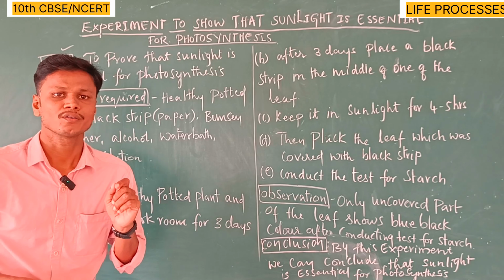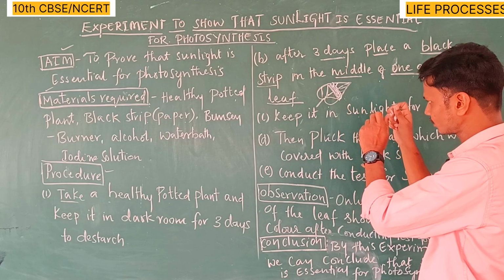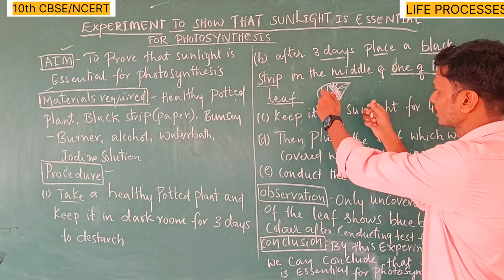be consumed for the activities of the plant. Okay, so next, after 3 days, place a black strip in the middle of one of the leaves. Like this, if this is the leaf, you are going to cover the leaf with a black strip like this. You should ensure that it does not fall, so you have to secure it with clips.